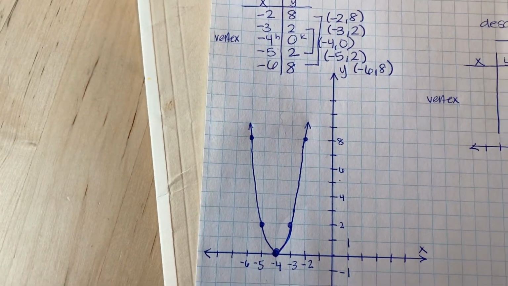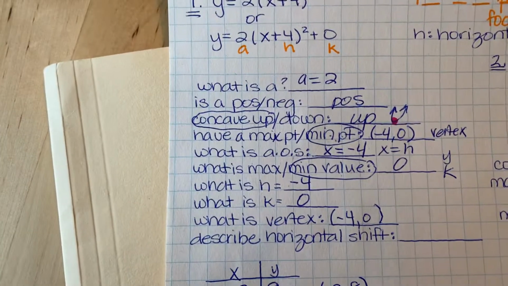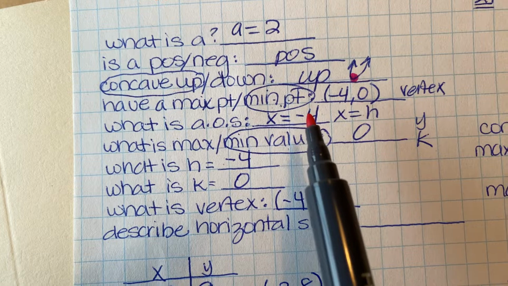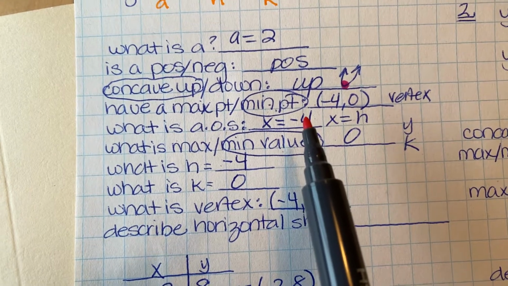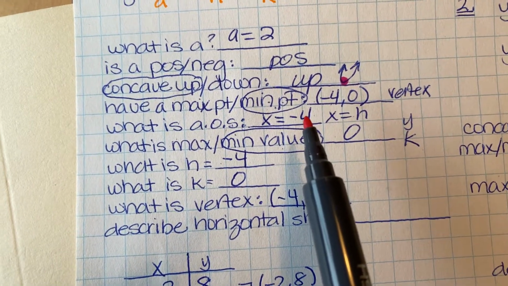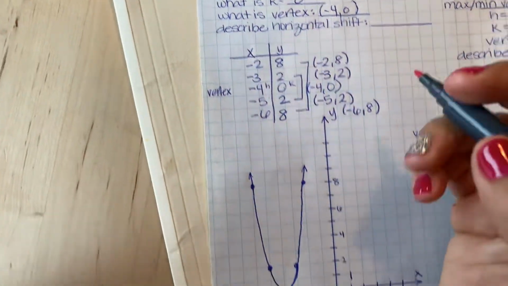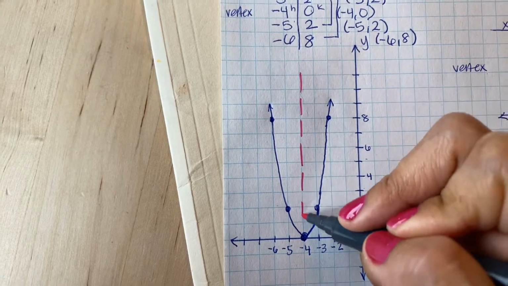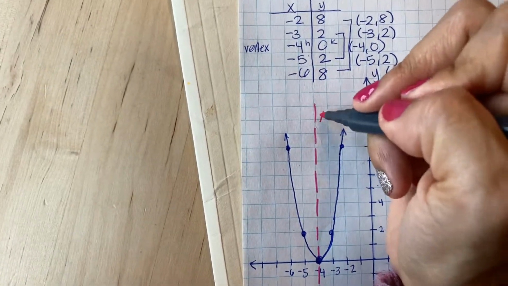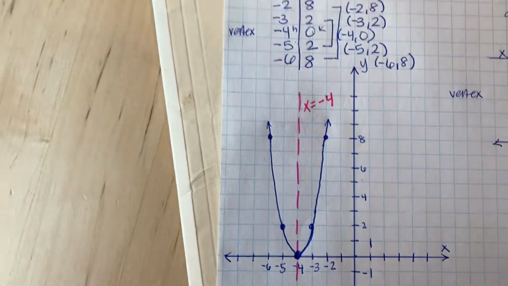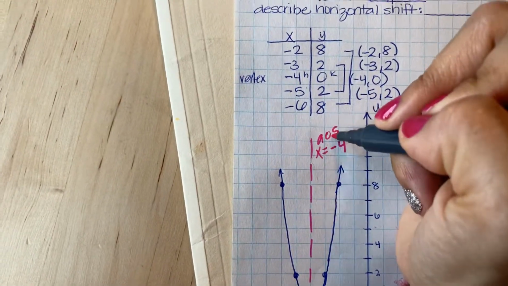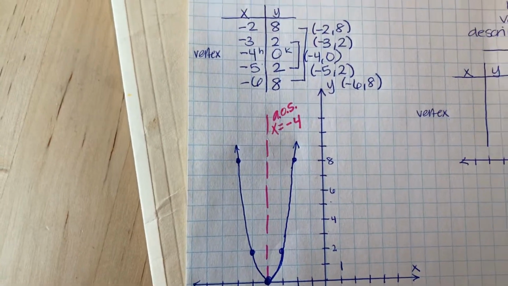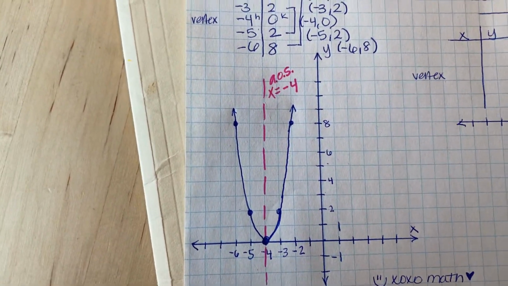Okay, axis of symmetry. Remember, your axis of symmetry is a vertical dashed line. It is always the value of your h, or the x value of your vertex. So negative 4. If I come down here, this is my axis of symmetry, x equal negative 4. That's my AOS. Okay, that is your parabola.